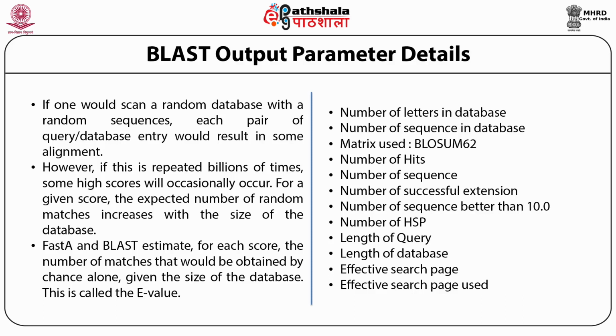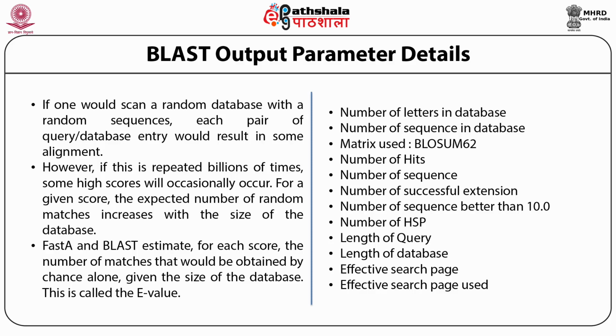Then the number of successful extensions, that means first it finds the local high scoring regions, then how well it extends to the end of the sequence. Then you will also get information about how many sequences have a better score than 10, and how many high scoring regions have been found. Then the length of the query used for searching the database, and the length of the database. Then the effective search space and effective space used. All this information will be available in the BLAST output.